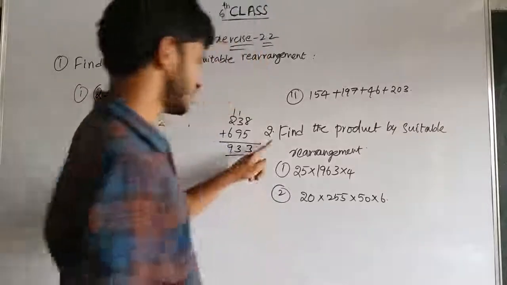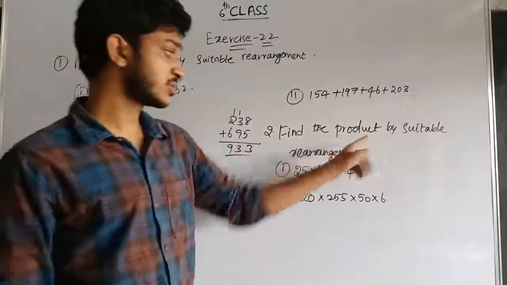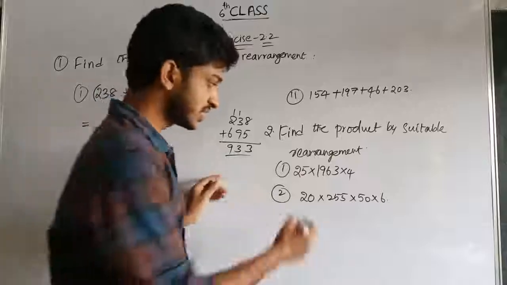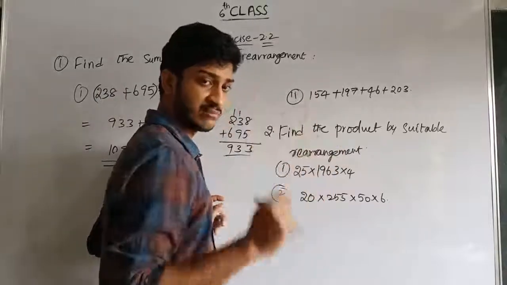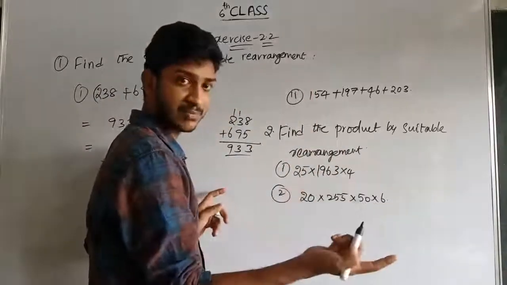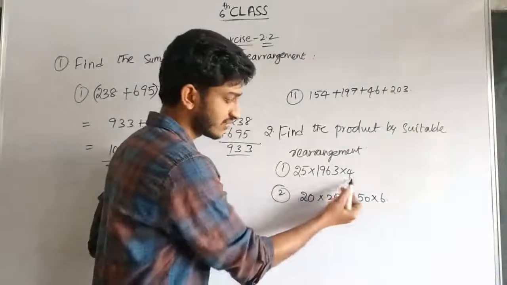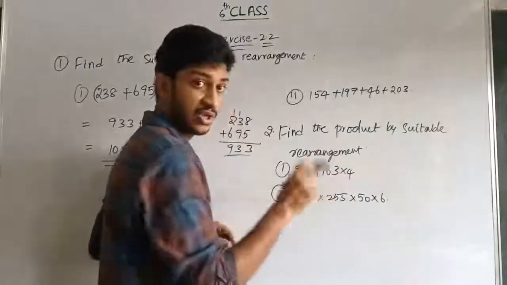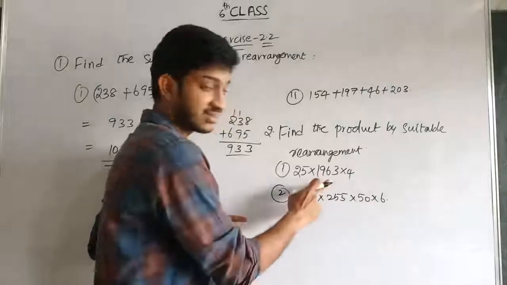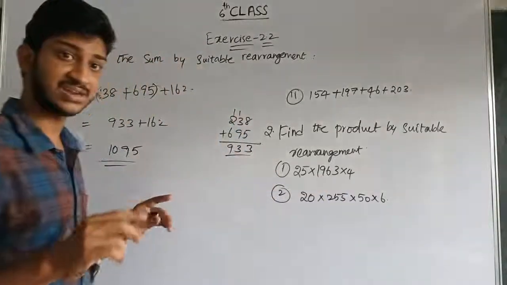See here, this is the second problem. Find the product by suitable rearrangement. First multiply two numbers and then multiply the product with the third number. See here, 25 into 4, multiply first 25 into 4, we get the answer 100. Then multiply with 1963. It is very easy to multiply with 100.